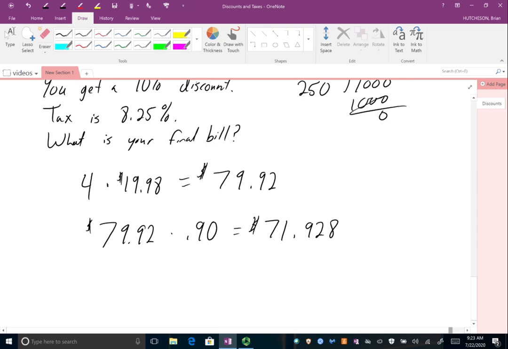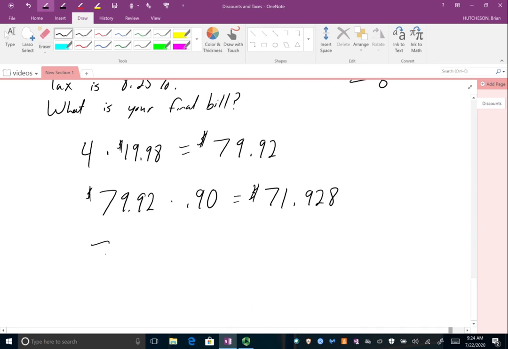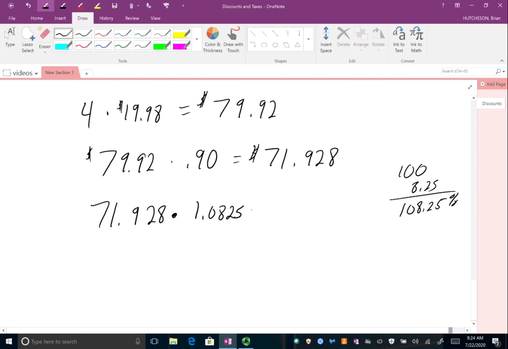But now comes tax time. So I have this 71.928, and so I'm going to have the 100% plus the 8.25%, which gets me to 108.25%, which means I'm going to multiply this guy by 1.0825, and this will give me my final walk out the door price, $77.86206. Round to the nearest penny because we're talking about money.